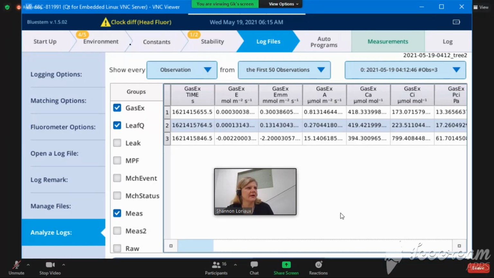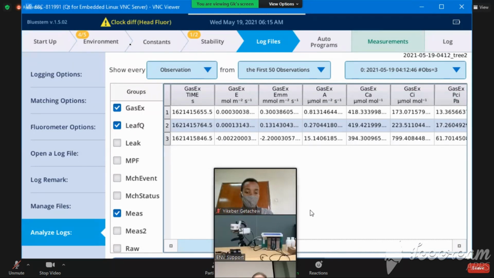One recommendation I would have is to get a spare chamber. Do we have an aperture? Let me show. I think it'll be easier to show.